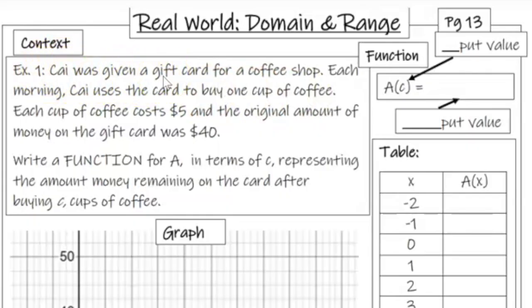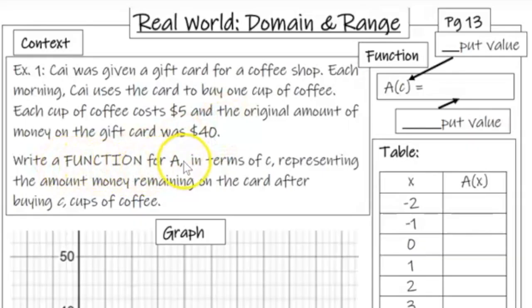Well, if I'm buying coffee, what's happening to the balance of that gift card? It's going down, right? So if I'm going down, my balance is going to start at 40, but it's going to keep decreasing. In order to make it decrease, it means that the number that keeps happening has to be negative. Okay, so each cup of coffee costs $5. So I'm going to subtract 5 from 40 every time I go to the coffee shop. And the original amount of the money on the gift card was 40.